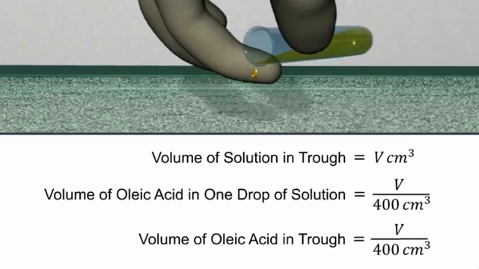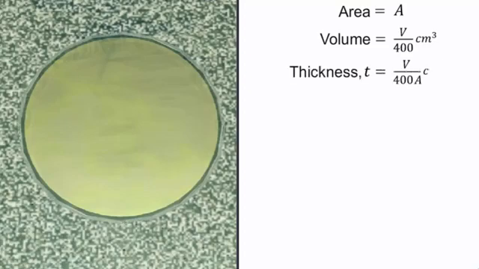Now that we have the area and volume of the thin circular film, we can get its thickness, T, as the ratio of volume to area. T is equal to V/(400 A) centimeter. If we assume that the film is monomolecular, as the concentration is very low, the thickness of the film becomes the size of a molecule of oleic acid.